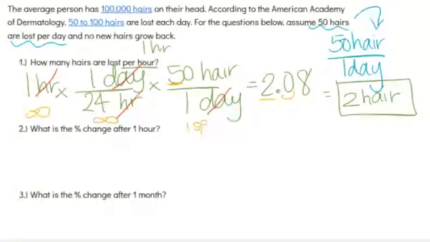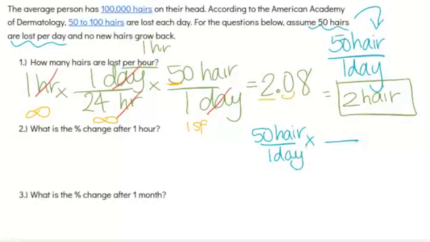If you wanted to set it up the other way, when you start off with a fraction, let me write it over here. So I'll start off with a fraction. What you could do is start off with your 50 hairs per 1 day.